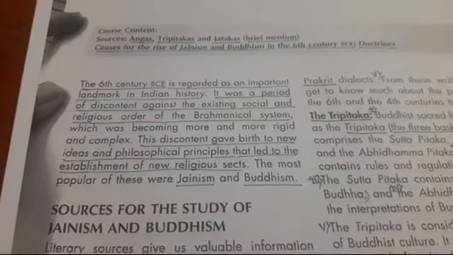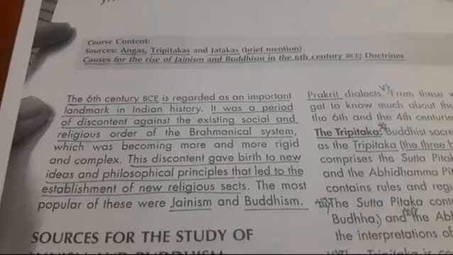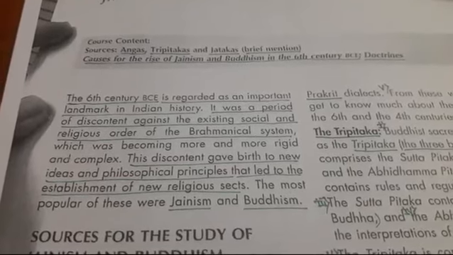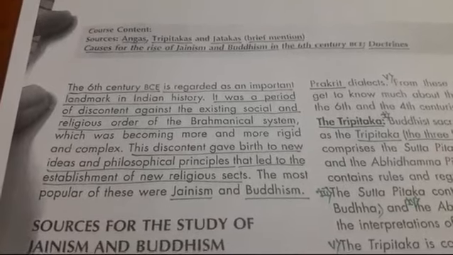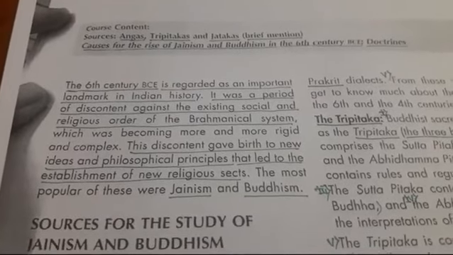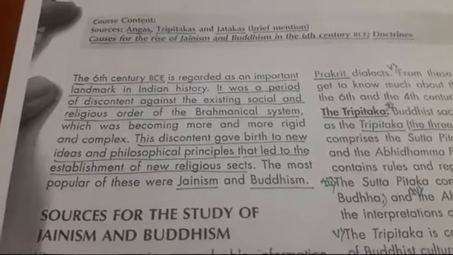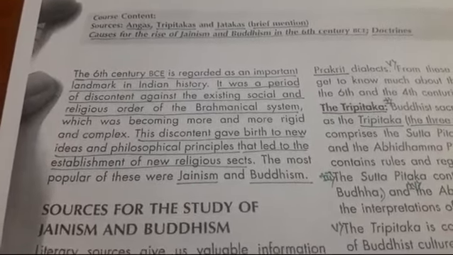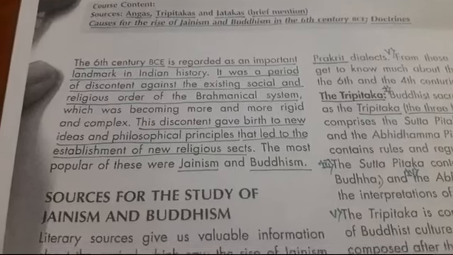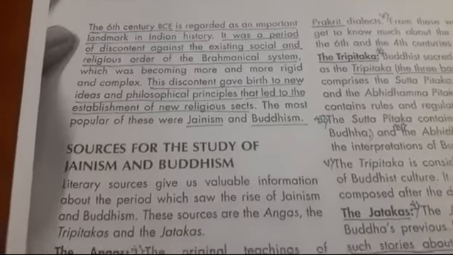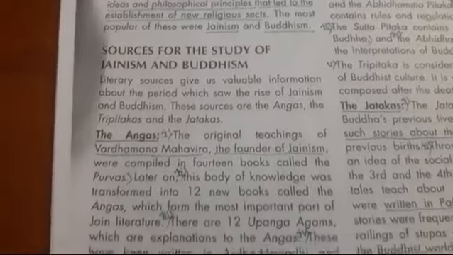Those rituals were not supported by the common people. The common people were unhappy. They were finding some religion that could save them from the Brahmanas. So these are the causes for the rise of Jainism and Buddhism. Now we will go through the content.